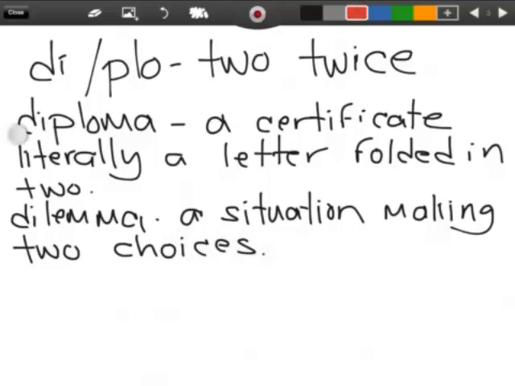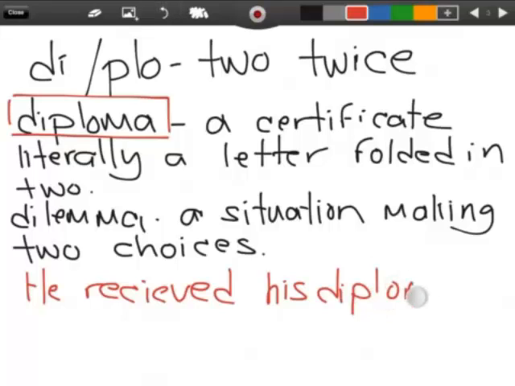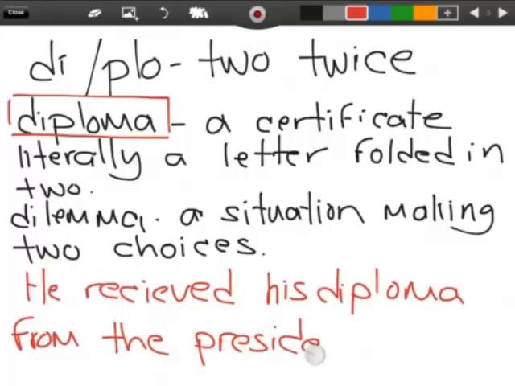I'm going to go ahead and use this in a sentence. Diploma is also a common word. He received his diploma from the president. I'm going to read that to you one more time. He received his diploma from the president.